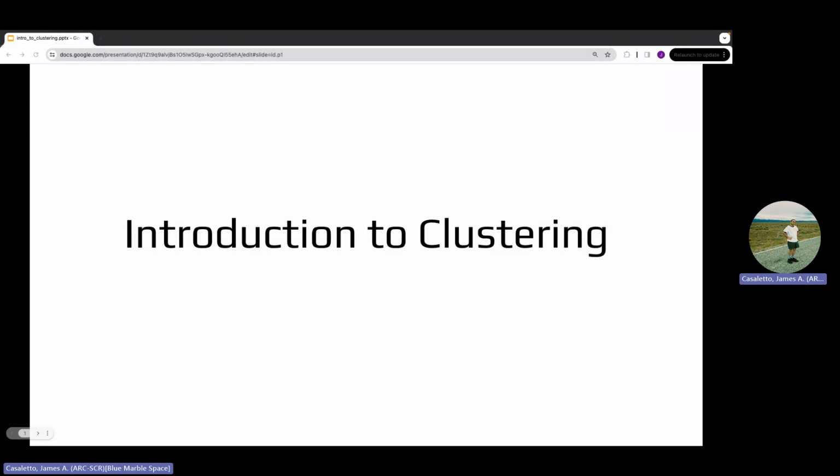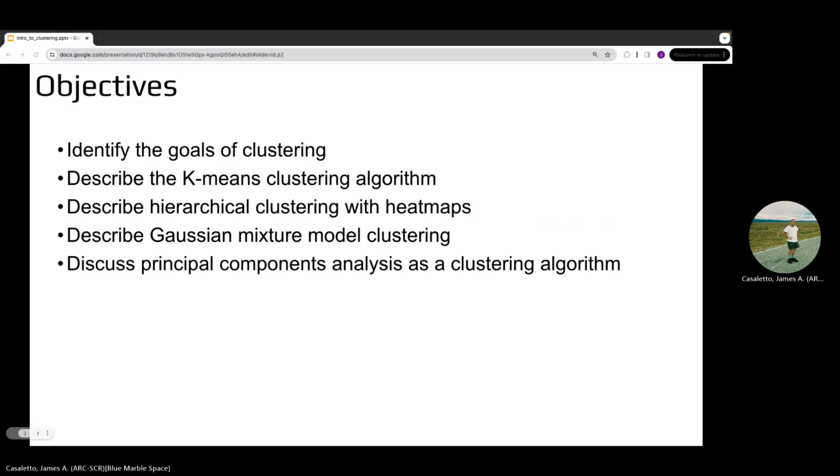Welcome to this lesson, Introduction to Clustering. The objectives of this lesson are as follows.